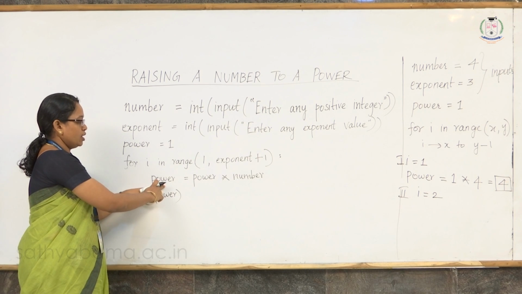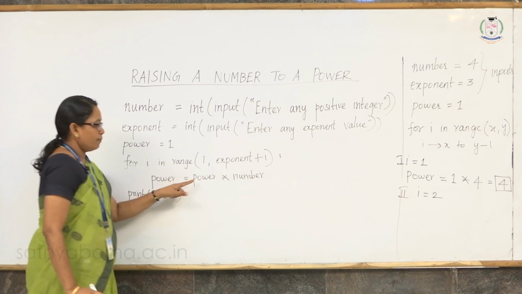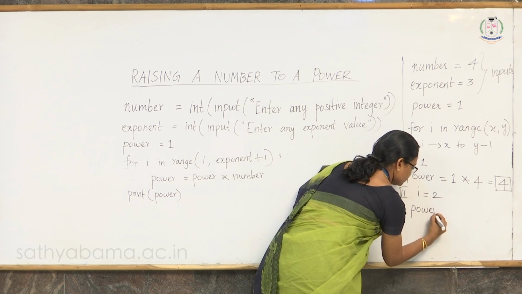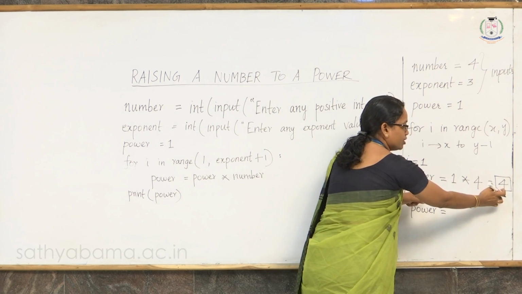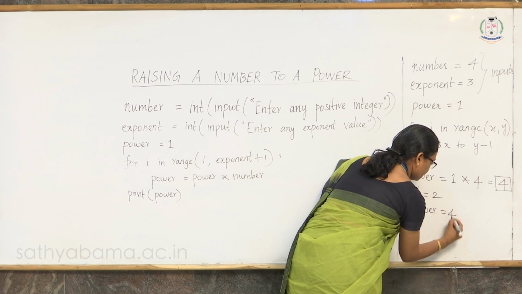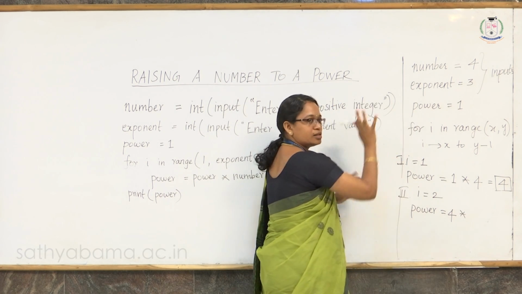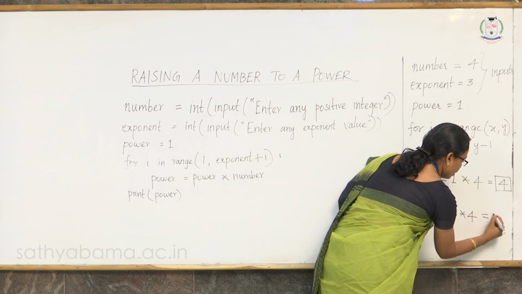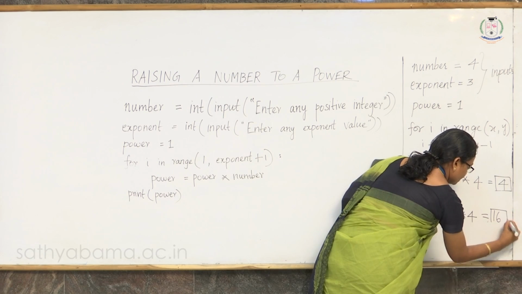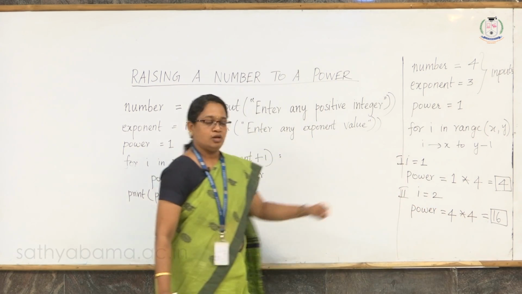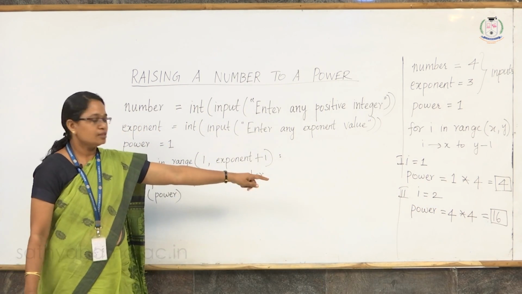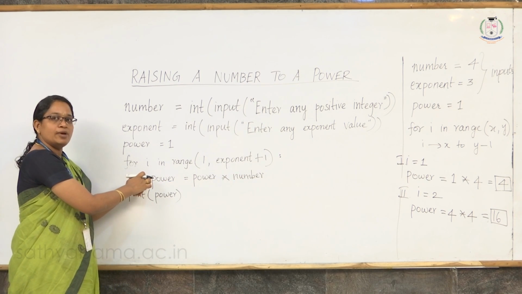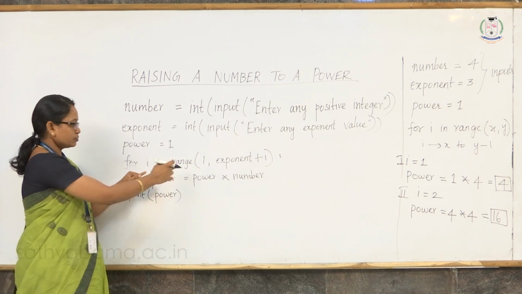So, now power will be computed as power into number. The previous value of power is 4 and the value of number is the same, that is 4. So, 4 into 4 will give 16 as the result. So, at the end of the second iteration the value of power will be 16. So, the for loop will be executed once more.